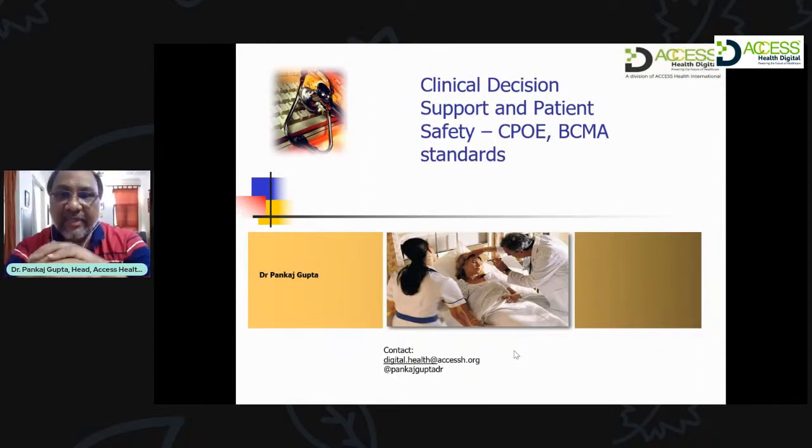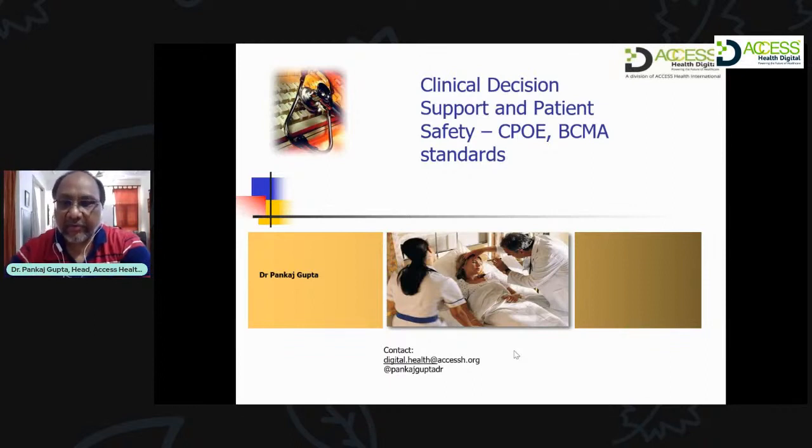Full form of CPOE and BCMA: computerized physician order entry, and BCMA stands for barcode medication administration. These are two standards which were established in the US a long time back. They are built into electronic health record systems, electronic medical record systems. There's been a few implementations of those systems in India. I'll talk a little bit about it.